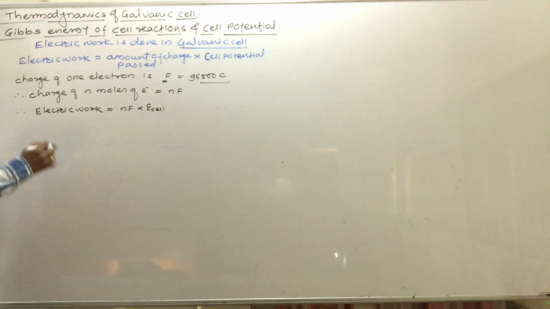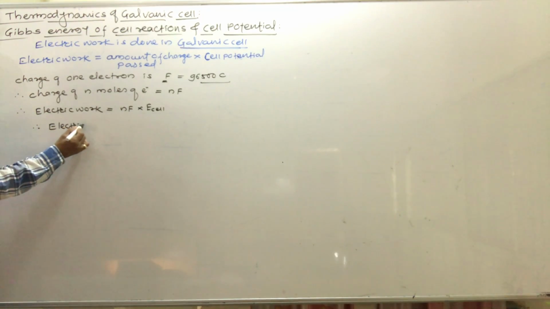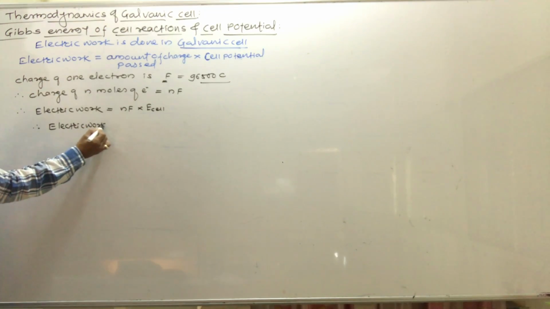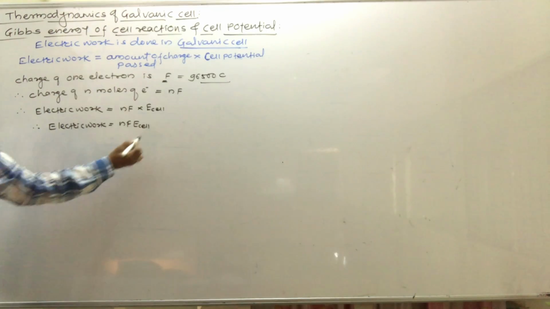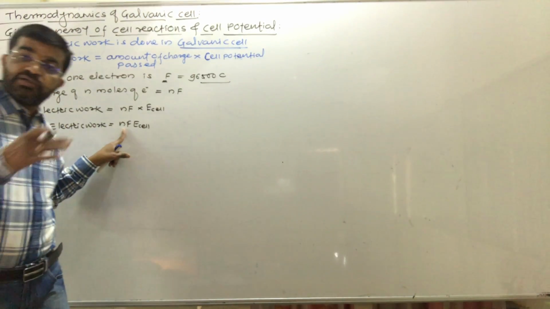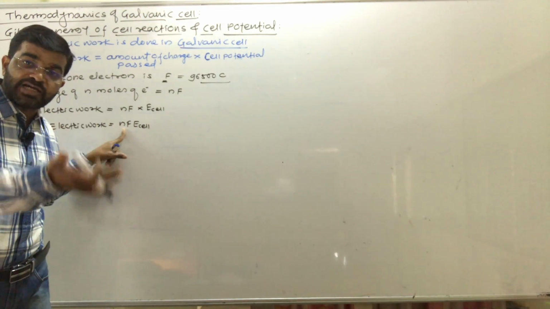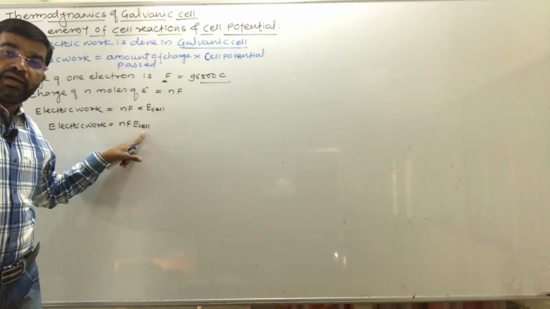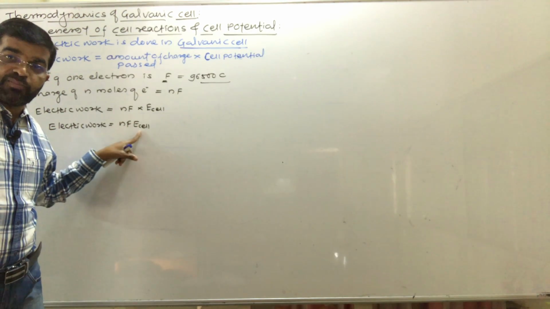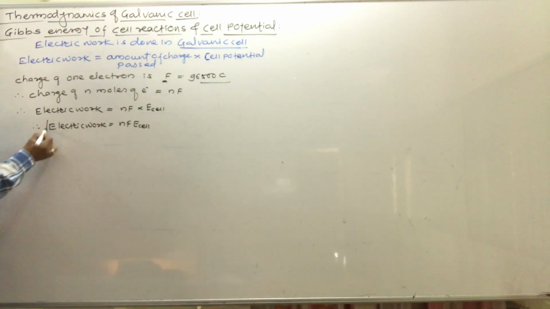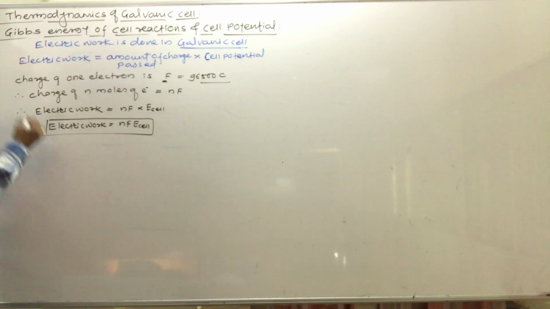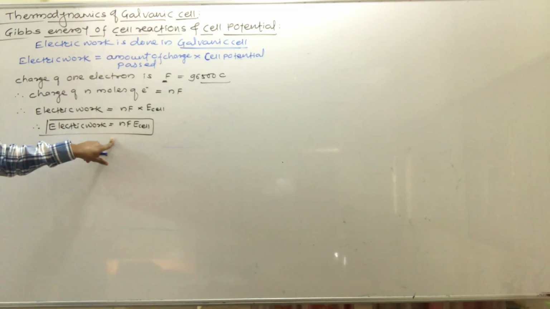Hence electric work is equal to nF E of cell. And nF is the amount of charge passed through that electrolyte, multiplied by the emf of the cell. That is nothing but the electric work done by the galvanic cell.